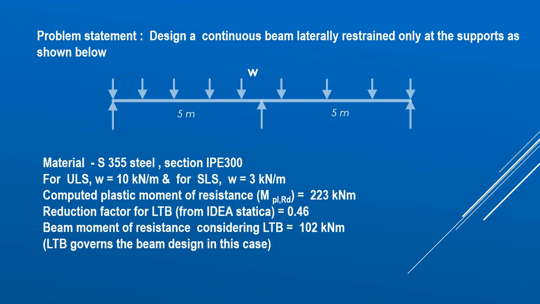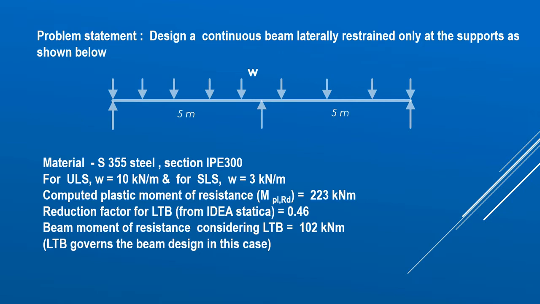As you can see, the beam that we will design in this tutorial is a continuous beam as shown here. It essentially has two spans, each of say 5 meters. It carries a uniformly distributed load, that is W intensity, and the material of the beam is S355 steel, and the section considered is IPE300. And in fact, we have considered two limit states. One is the ultimate limit state that corresponds to the design level, for which W is evaluated as 10 kN per meter, and for the serviceability limit state, the calculated W is 3 kN per meter.